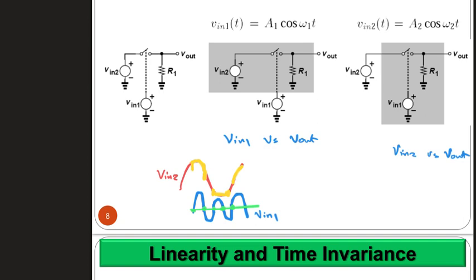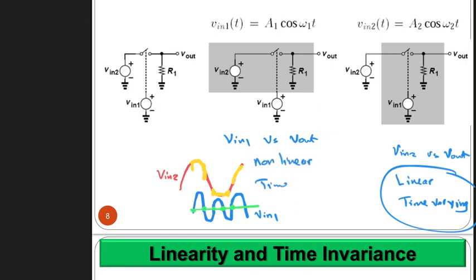And if you imagine that you have two signals, the red one and another one, for example, yellow or brown or whatever, and you add them together, and you look at the output, it's going to be simply the output of the first one added to the output of the second one. So it satisfies the two properties without calculating, just by imagining the behavior of the system. So the second system is linear, but it is time varying. The first system is non-linear, and it is also time varying.